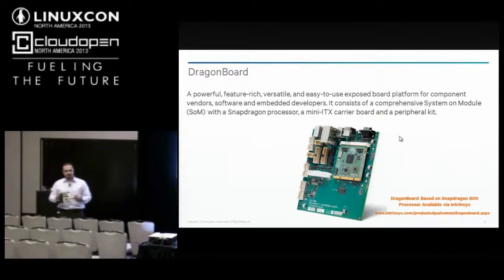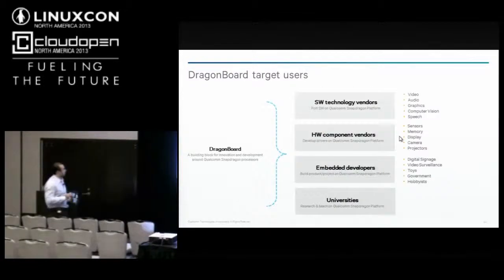So that's the short story of how Qualcomm got into embedded, and how people ended up knocking on our door saying, hey, I want to put your chip in embedded. And we said, okay, let's start with this module. This module has everything you need, and you can use it to prototype. And then eventually, you can buy this module in any quantity you want for your product. So this kind of sums it up, right? This can be used by software technology vendors, by hardware component vendors, and now by embedded vendors, people who are putting this chip into other things.